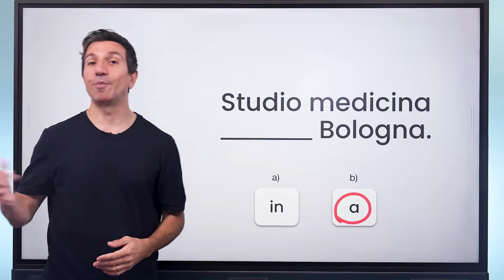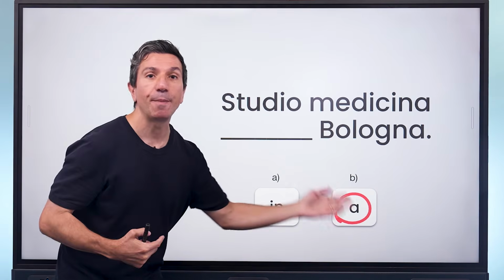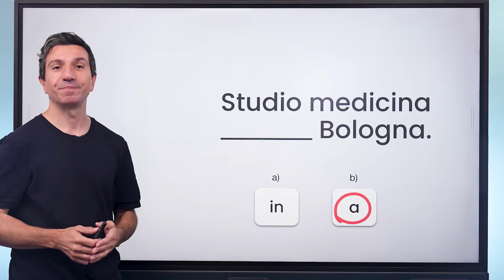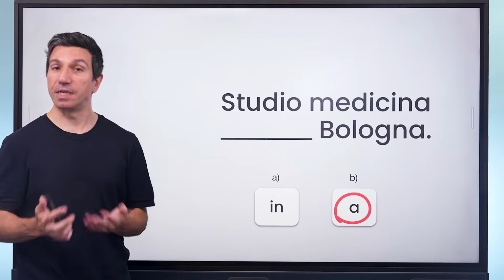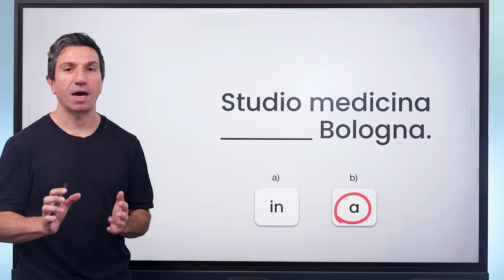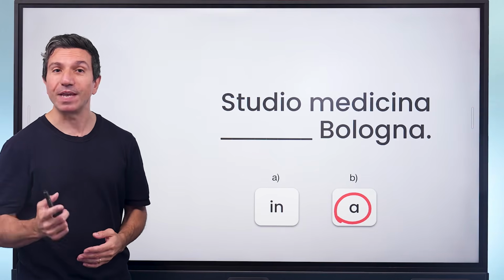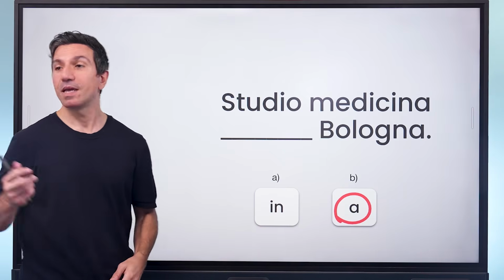Studio medicina a Bologna. I study medicine in Bologna. We use a in this sentence because in Italian the preposition a is used before names of cities. Since Bologna is a city, we say a Bologna to mean in Bologna.